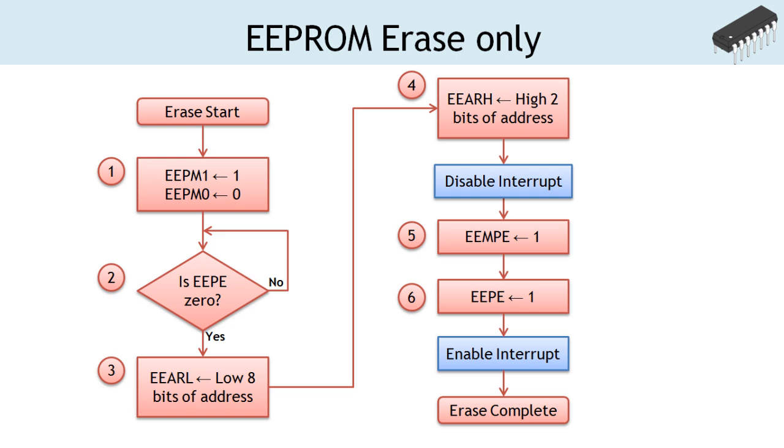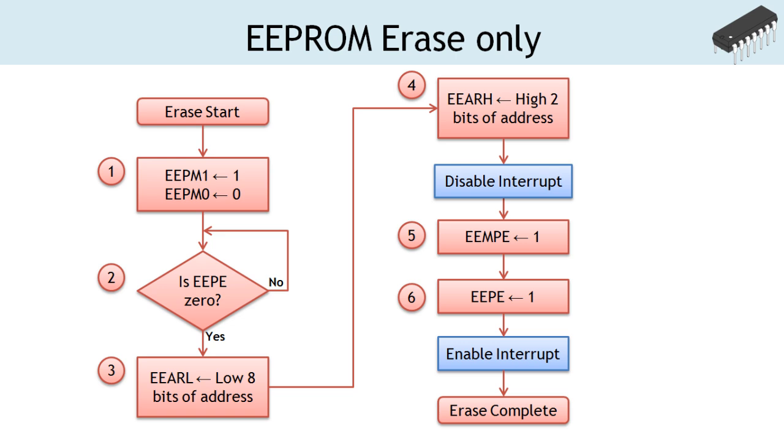Now, let's look into the erase only operation. In this operation, a byte in EEPROM memory is erased and the value FF in hex appears at the erased byte location. Erase operation is very much similar to the write operation. The first step in erase operation is to initialize EEPROM into erase only mode. It is done by assigning the value 01 to the EEPM bits in the control register. The completion of the previous write operation is then checked by polling the EEPE bit for 0. If the EEPE bit is cleared, the EEPROM memory is ready for erase operation.